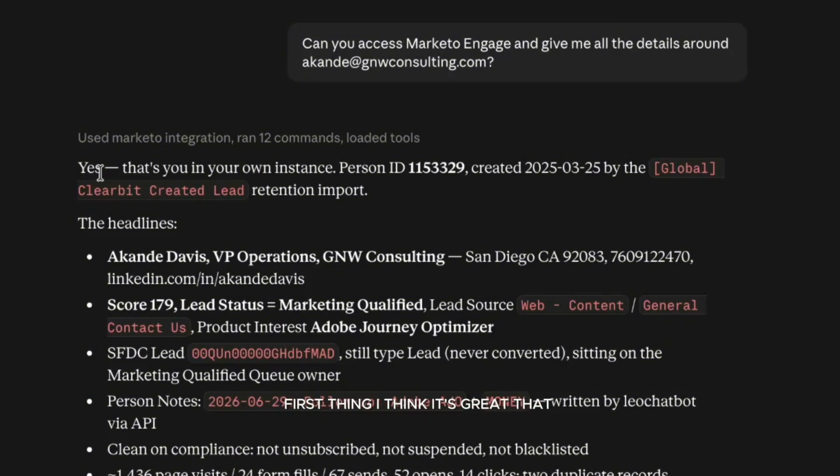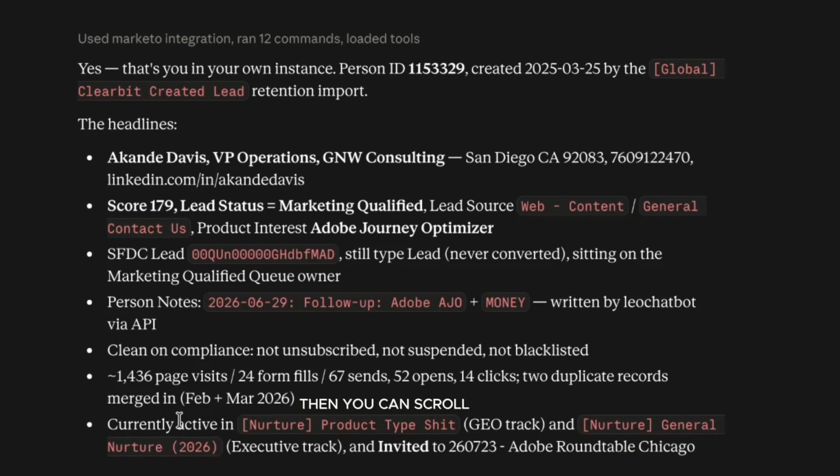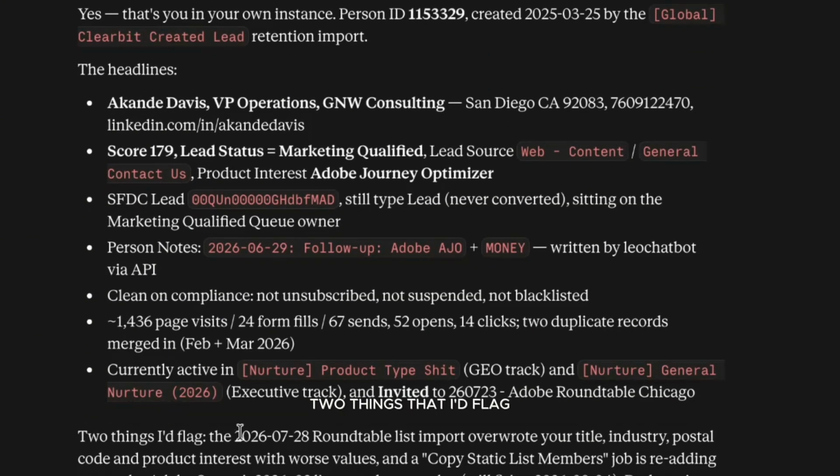First thing, I think it's great that it called out, this is my own instance, and it called out a few things that it knows it's me, right? But what's interesting is that, right off the bat, it identifies my person ID, tells me when the record was created, gives me the import or the program that I was created from, and then it gives me the headlines, the breakout. So my name, my title, my LinkedIn information, my score, what I did to actually arrive at that score, my Salesforce lead ID, the things that would mean the most to me if I was someone asking this question.